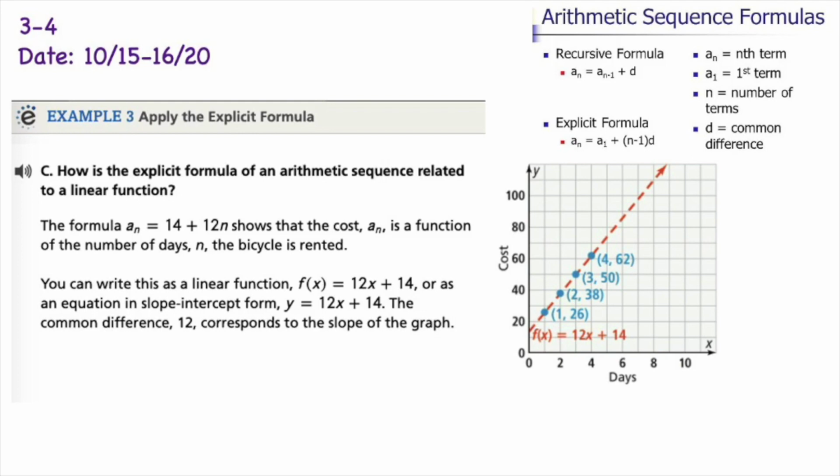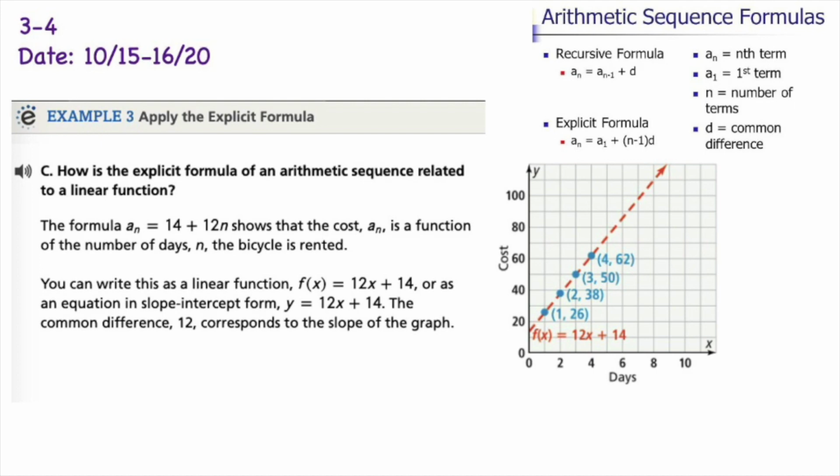Obviously you're not going to be renting the bike for half a day, so it will be a discrete line, but it will not be continuous because we can't rent the bike for half a day. They never said that. So you can write this as a linear function f of x equals 12x plus 14, or as a slope-intercept equation, y equals 12x plus 14. The common difference, 12, corresponds to the slope of the graph. So every day the difference is $12 more each day.